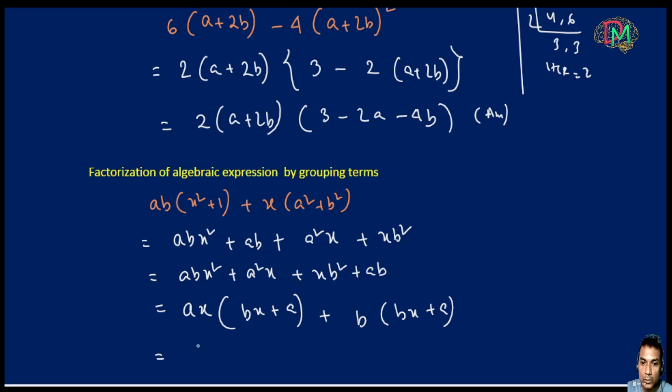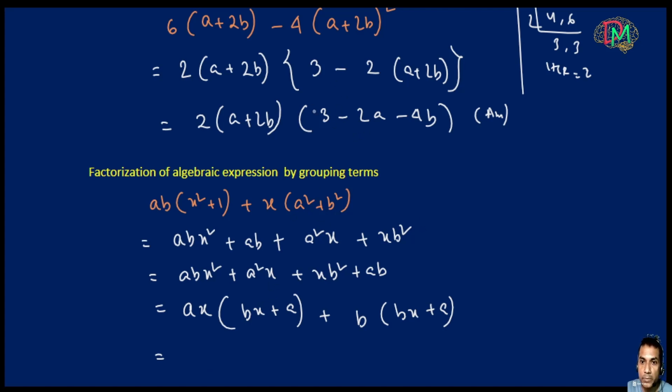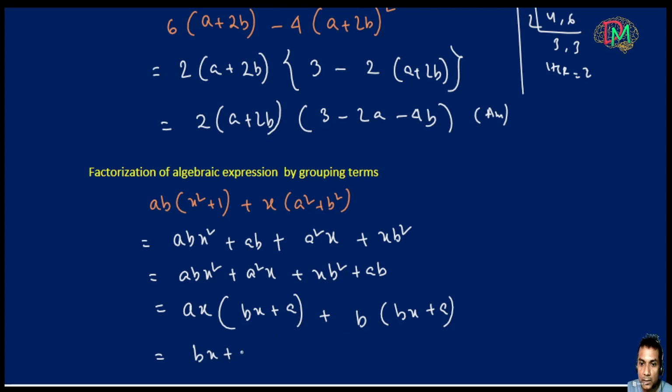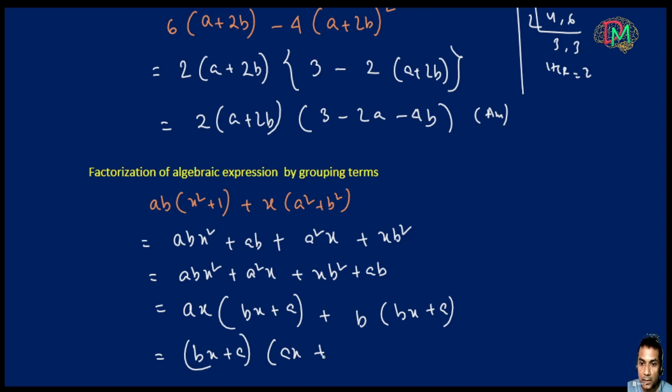Okay, so next you follow this previous method, because here we get that two binomial expressions are common here, the bx plus a and bx plus a. So you take this common bx plus a, the earlier method, this previous method we can apply, and what remains here is ax plus b. So the answer will be ax plus b.